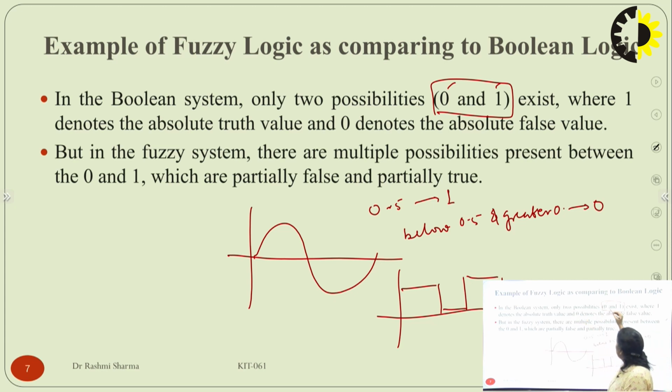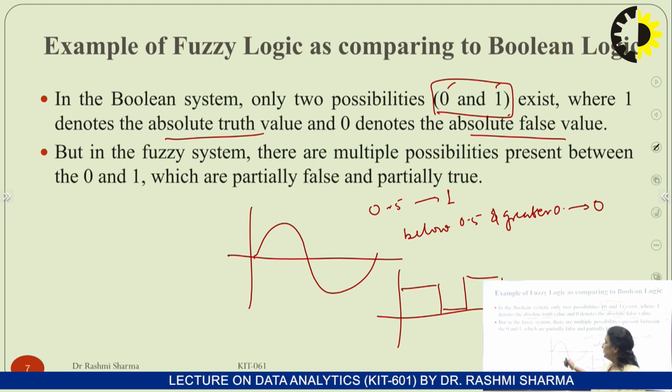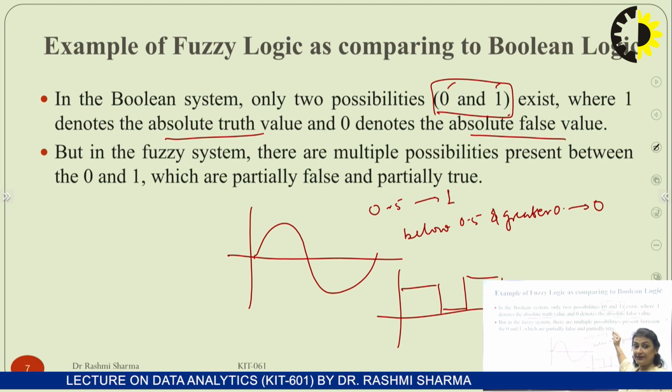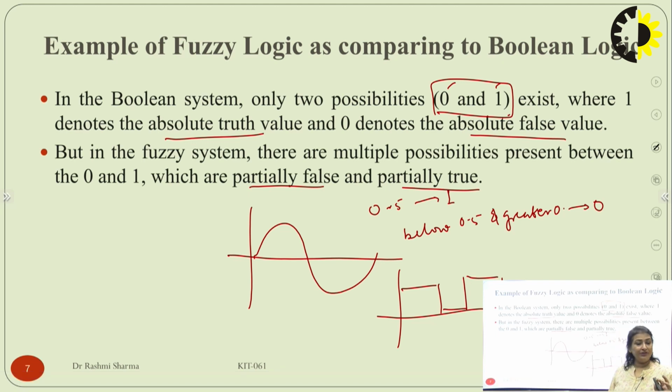So the two possibilities, 0 and 1, exist, where 1 denotes the absolute truth, that it would definitely occur or it is definitely true, and 0 is absolute false. In fuzzy logic, there are multiple possibilities that have a value between 0 and 1. So you can have a partially false, you can have a partially true. So you can have a number of values, obviously, as I told, ranging between 0 and 1. For 0, it's absolutely false. For 1, it's absolutely true.